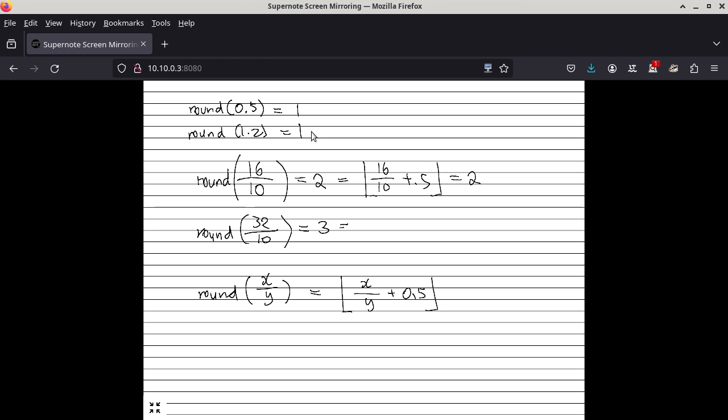What about the 32 divided by 10? Well, we can check it out too. So we now have 32 divided by 10 plus 0.5. What exactly is that? Well, 32 divided by 10 is 3.2. 3.2 plus 0.5 is 3.7. The floor of 3.7 is indeed 3.